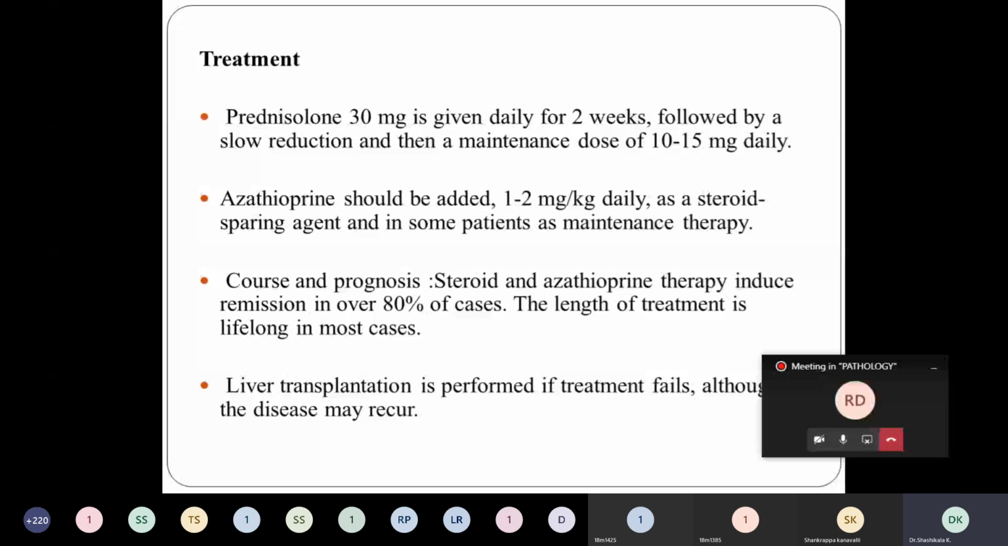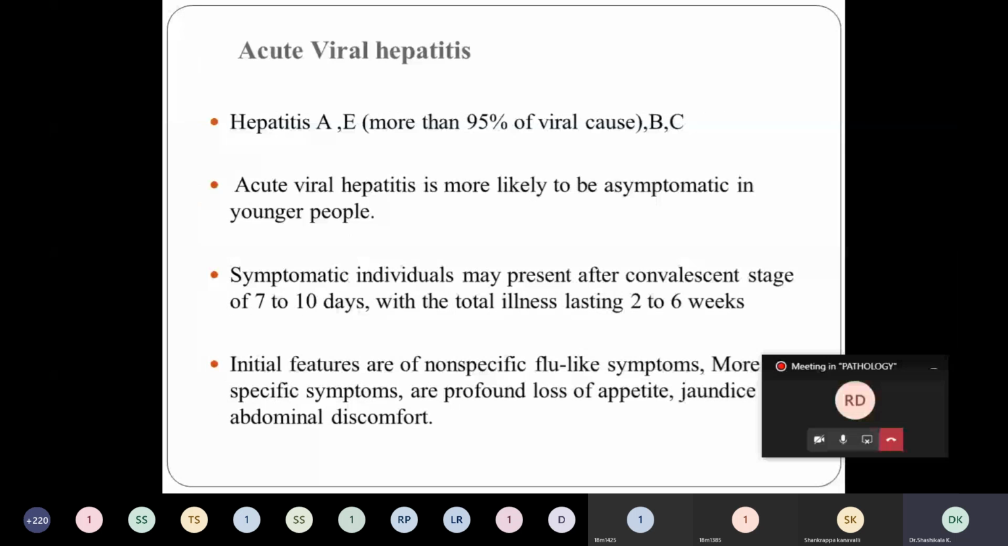After knowing the individual types of viruses, the behavior of the viruses, the structure, and the pathogenesis, we have to classify as acute hepatitis and chronic viral hepatitis. The viruses which cause acute infections are A and E, which are more than 90% of the viral causes, and hepatitis B and C viruses.